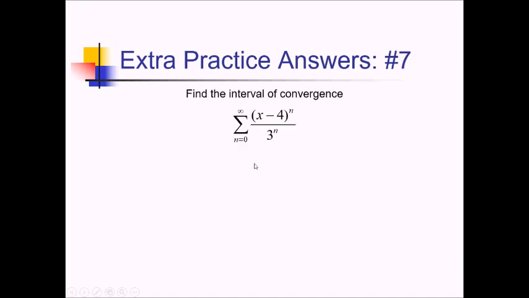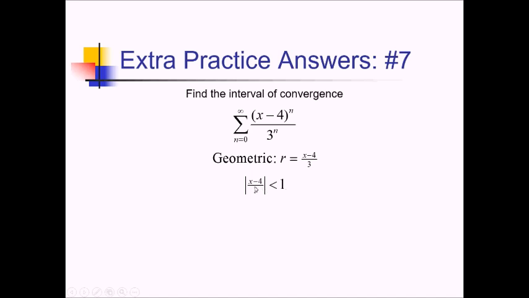For this one, I'm trying to find the interval of convergence for this series. Now, you might notice that both the numerator and the denominator are exponential terms. That means this is going to be a geometric series. The r value here is just x minus 4 over 3, since that's essentially what we're multiplying by each time. So to find the interval of convergence, I just take the absolute value of r and set that less than 1 and solve for x.